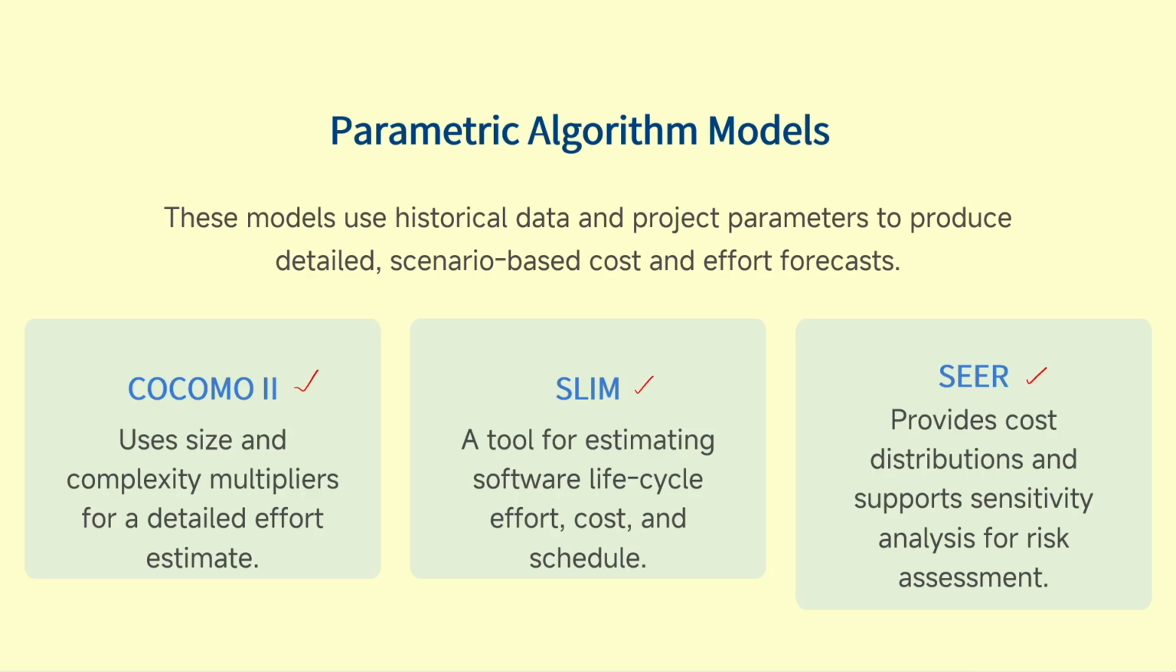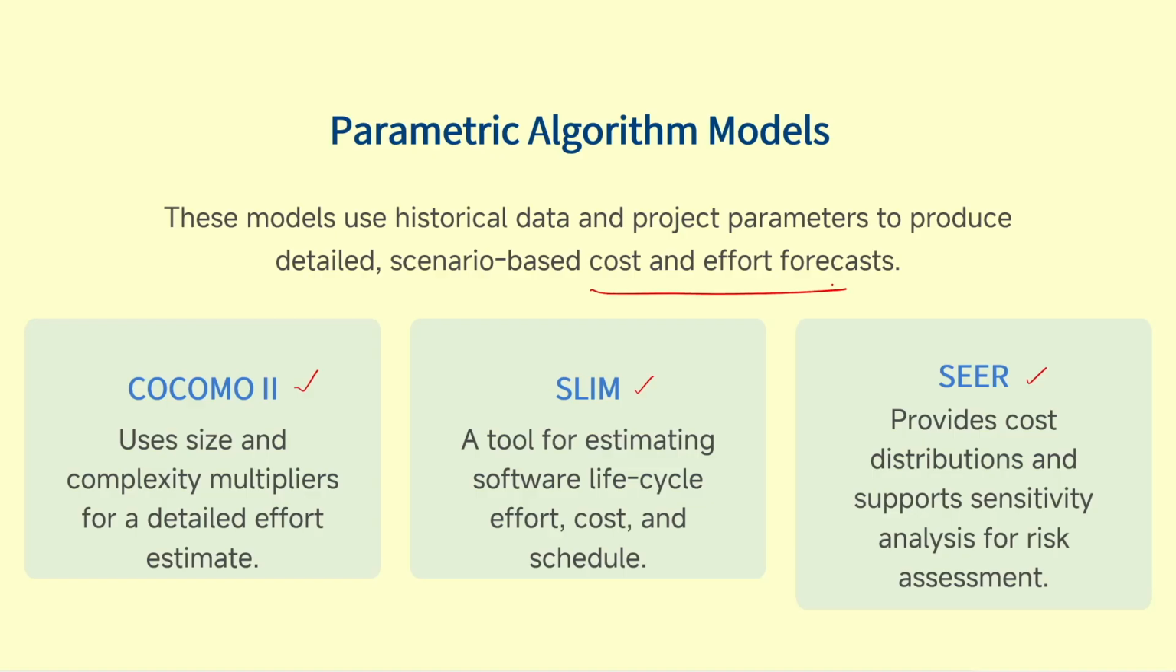SEER is also an estimation model for software evaluation and estimation for requirements. It takes the historical data and the project parameters, and produces a detailed scenario based cost and effort forecast. Every one of these models provides forecasting, which may or may not be aligned with reality, since this is just an estimation model. COCOMO 2 uses size and complexity multipliers for estimating the effort.